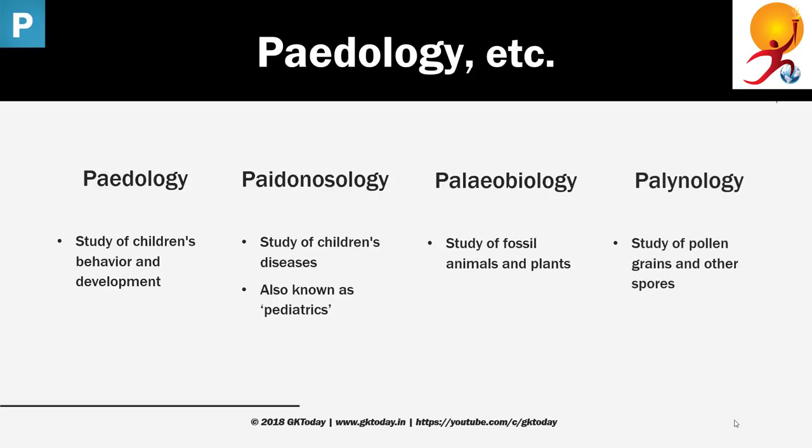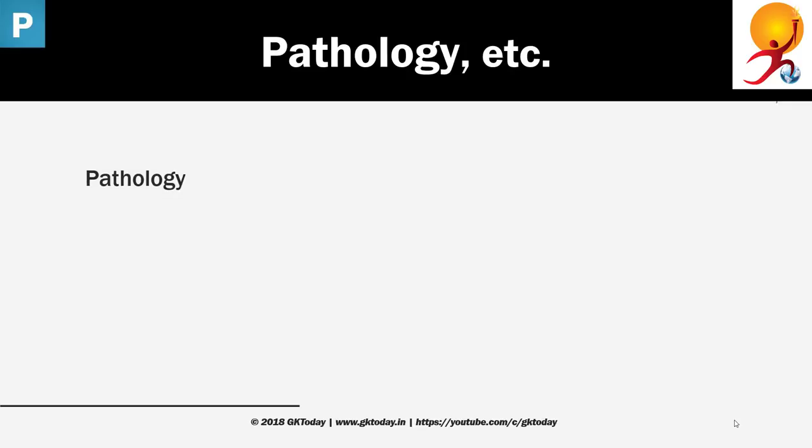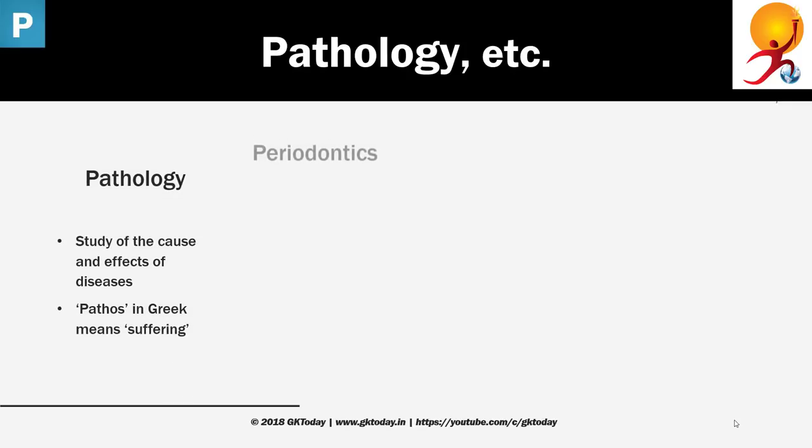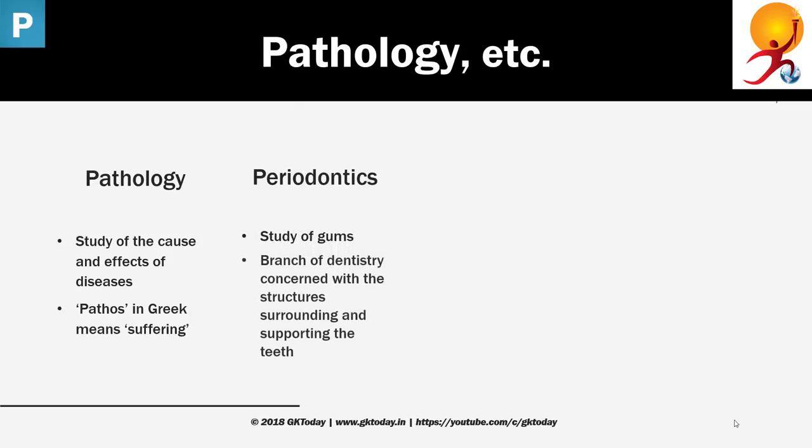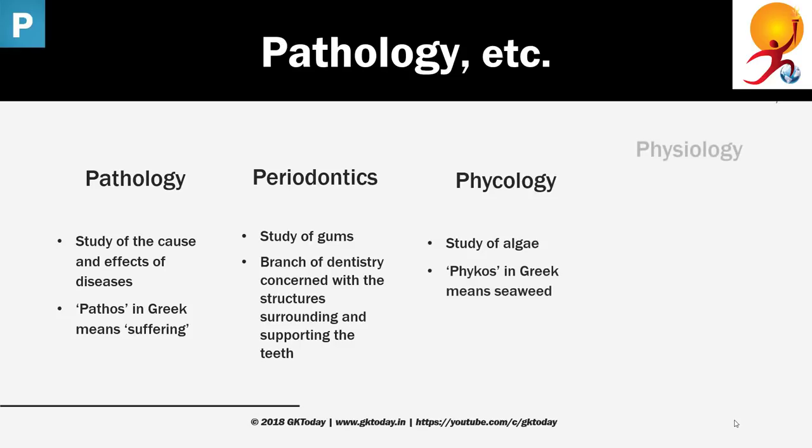Palynology is the study of pollen grains and other spores, usually the ones found during archaeological surveys or geological surveys. Pathology is the study of diseases. Pathos in Greek means suffering. Periodontics is the study of gums or the structures which surround your teeth. Phycology is the study of algae. Phycos in Greek means seaweed.